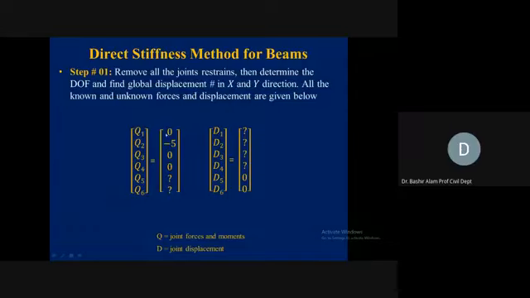So now you know the reason here that these are 0, 0, 0, and this is -5, and why question marks, because the vertical support reactions we need to find out, so we show them by the question marks. So Q is the joint force and moment, and D is the joint displacement. So how we make the displacement vector and how we make this load vector now should be clear.